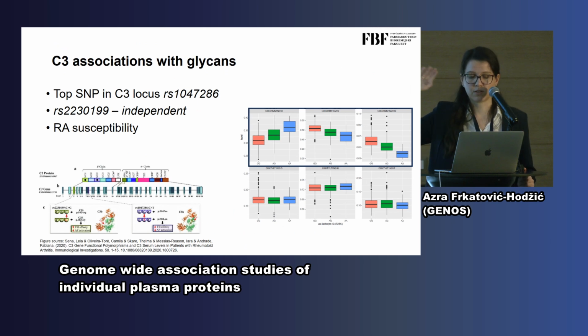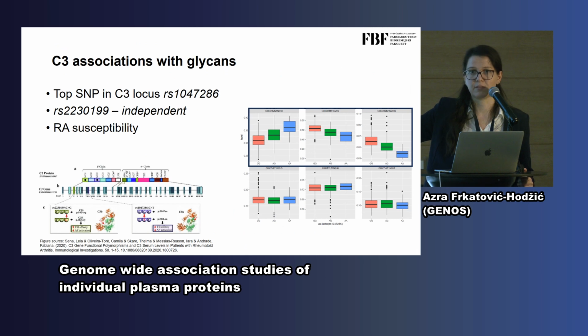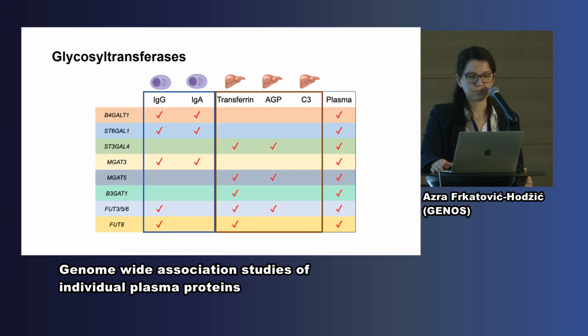What you can also notice on the right here is that the upper three plots show associations of glycans with the variants or genotypes in these positions on one of the glycosylation sites, and below you can see the other glycosylation site. It shows that by these two variants, only one of the glycosylation sites is affected. So it's definitely interesting to further look into and explore.